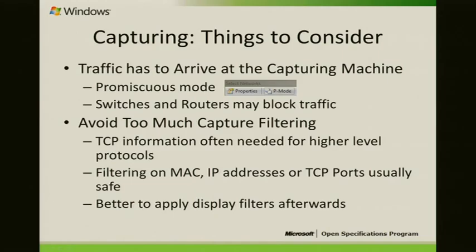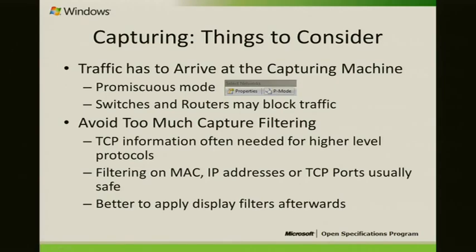They'll block the traffic. But even if you are on a hub or you are receiving the traffic, you have to put the NIC into promiscuous mode, which is this P mode button on the properties. So if you're sniffing as a third party, you want to make sure to have this P mode switch, and that tells the NIC to listen to all traffic, not just traffic directed to it.